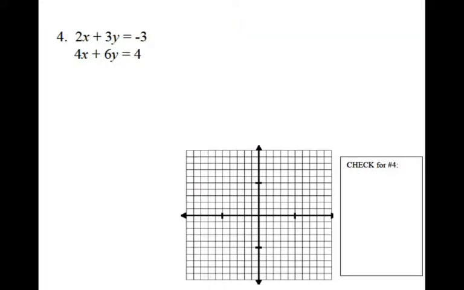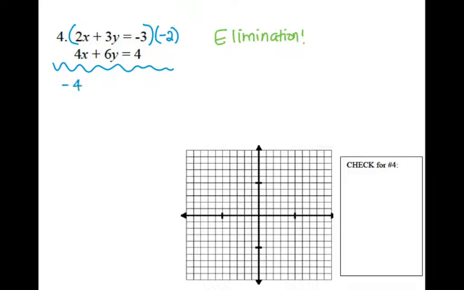Number 4. I can see that my equations are stacked nicely on top of each other again in standard form. So for this one, I'm going to go with elimination again, and I'm going to choose to eliminate my x's. In order to eliminate my x's, I'm going to multiply my top equation by -2. I'm going to rewrite both of my equations. Multiplying everything in the first equation by -2 gives me -4x minus 6y equals +6. For my second equation, I'm not multiplying by anything, so I'm just going to rewrite it.